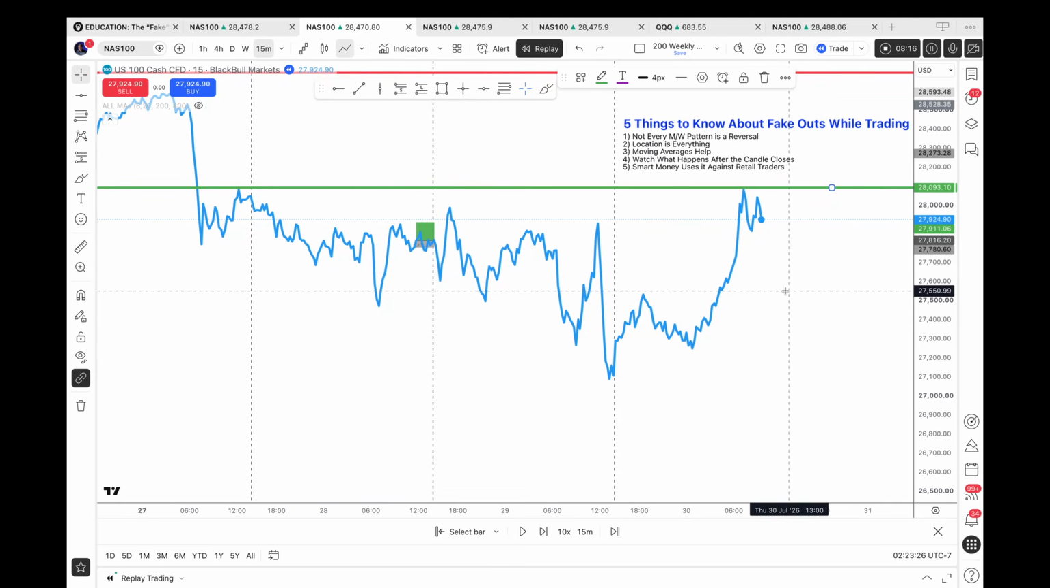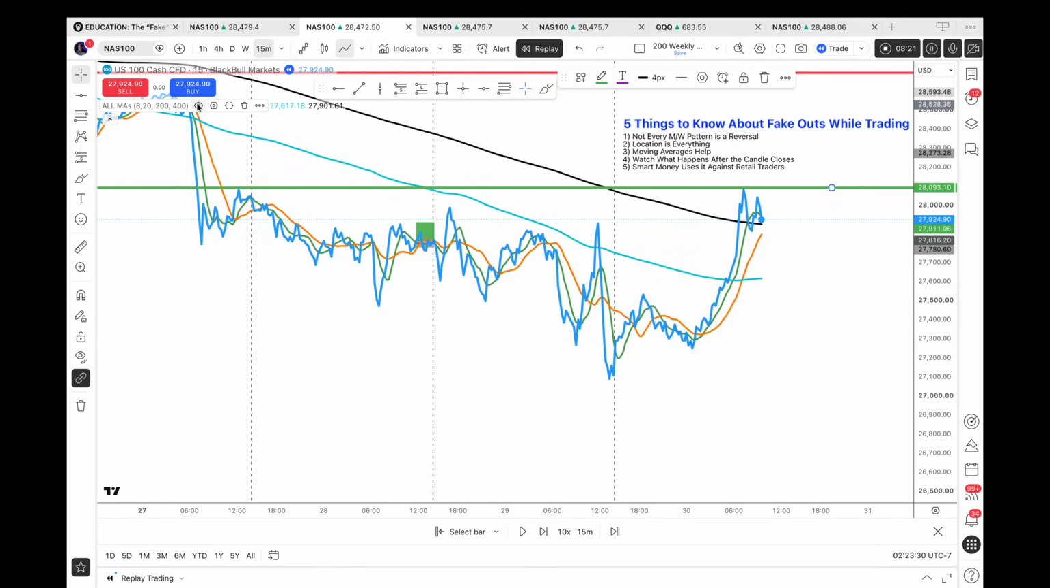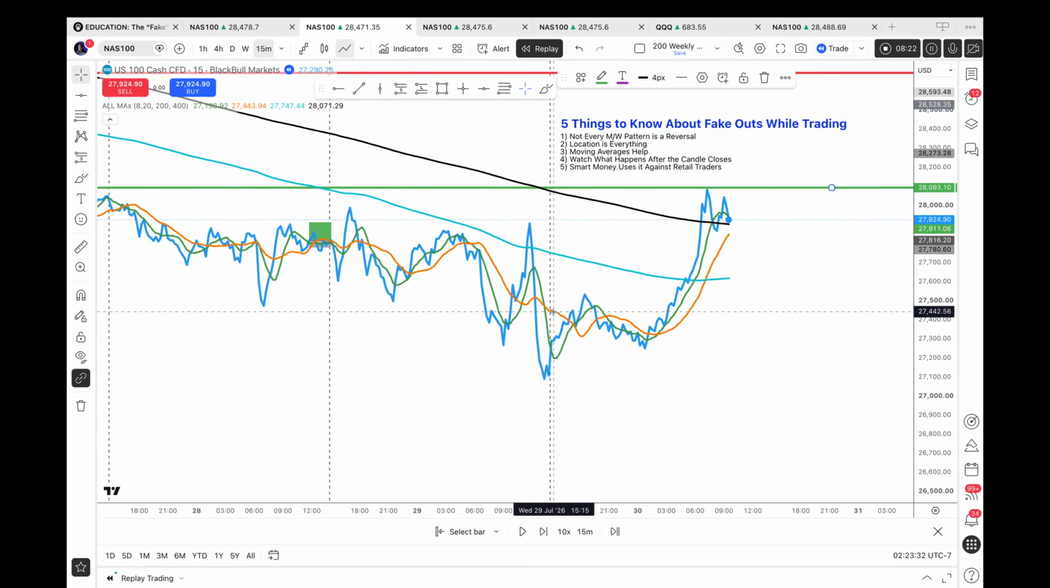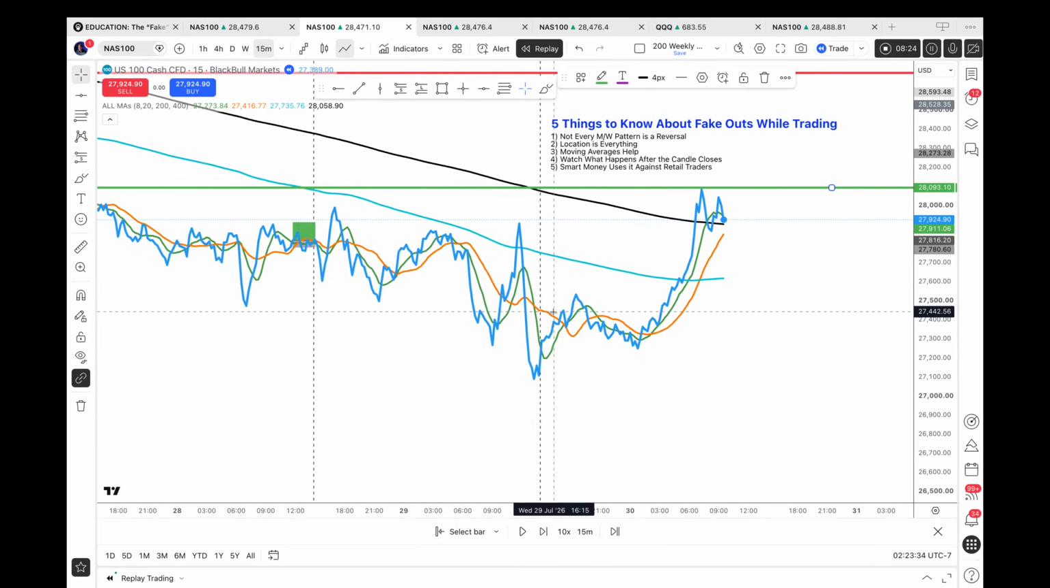Moving averages help. Let me throw on the moving averages so you can see the pattern here. I don't have time to really explain all of the moving averages or the patterns or how to use them. But if you pay attention to how the moving averages are positioned on here, you got the 20 pointing up, you got the 8 pointing down, you got the market above the 200 and the 400. These are all simple moving averages.